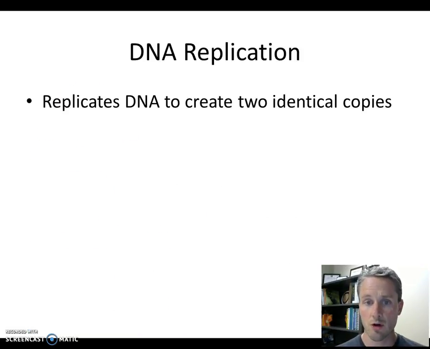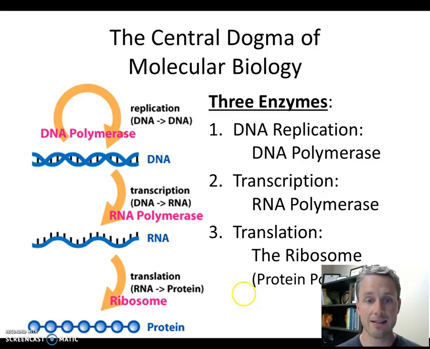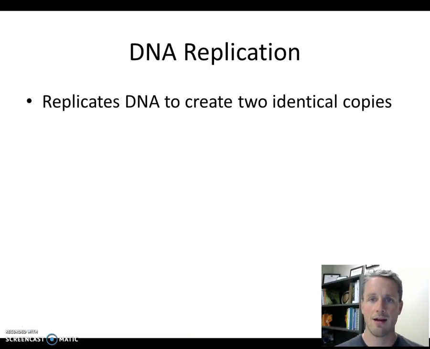Okay, so at this point we have our completed diagram of the central dogma. Again, DNA, RNA, protein, and we can make each molecule through the process of DNA replication, transcription, and translation. So let's think about each of those processes with a tiny bit more depth. So we'll start with DNA replication.